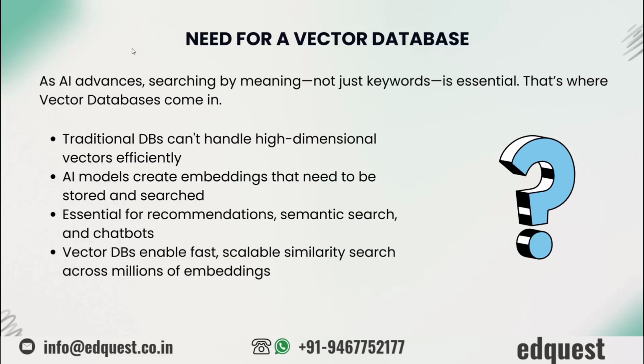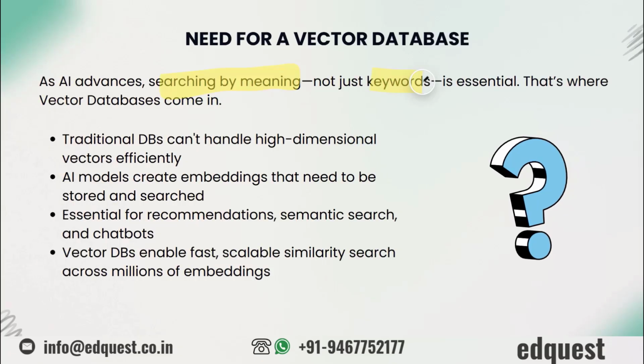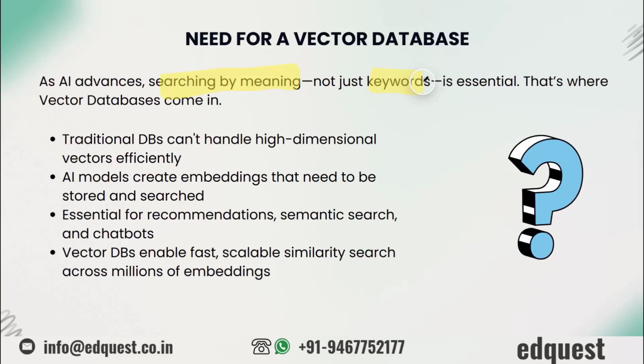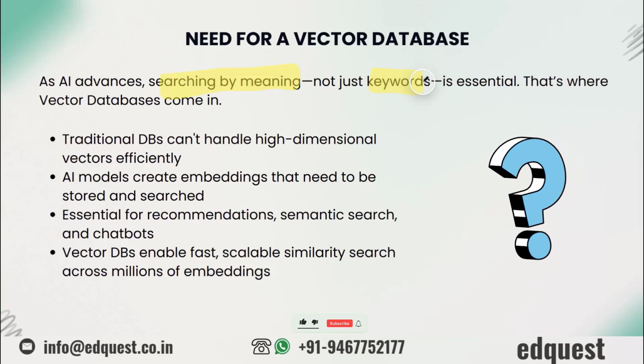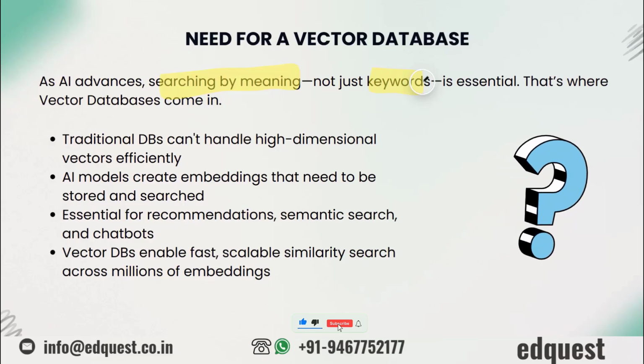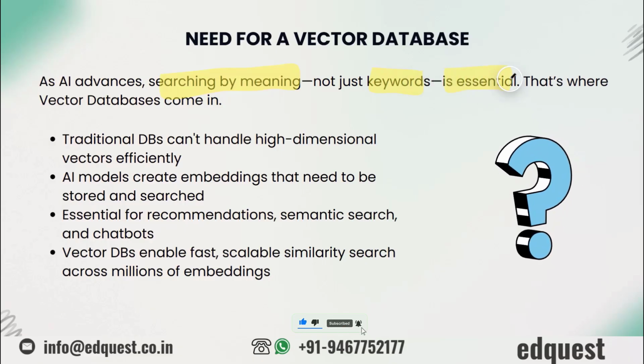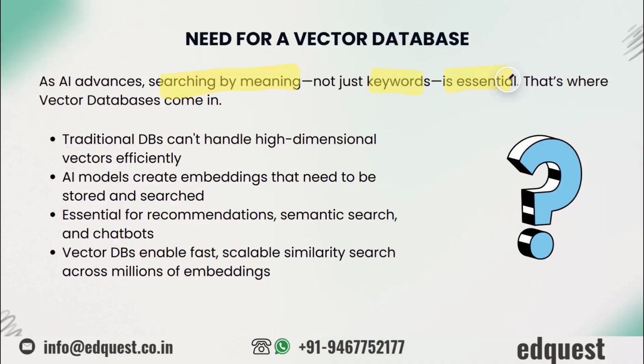As AI continues to evolve, the way we search is also changing. We are moving away from basic keyword matching like searching "pizza near me" to something much deeper, search by meaning. That's what AI-powered applications need today.